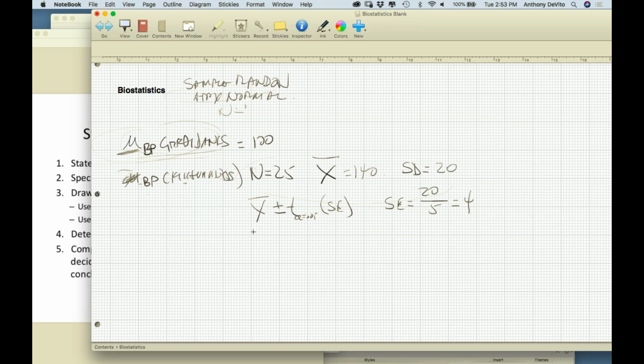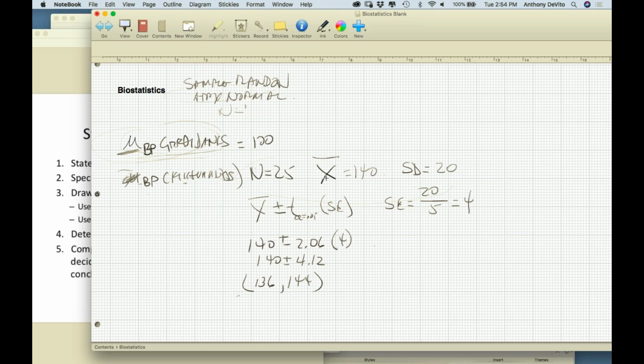So what's my confidence interval? It's going to be 140 plus or minus t, which for 25 is 2.064, or 2.06, times 4, right? So what does that turn out to be? That turns out to be 140 plus or minus my margin of error, which is 4.12. So I'm going to round it off to 136 to 144.